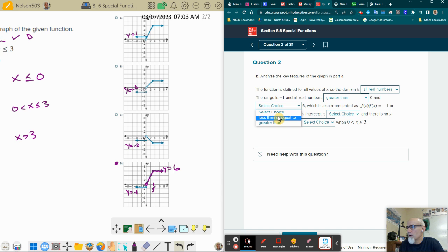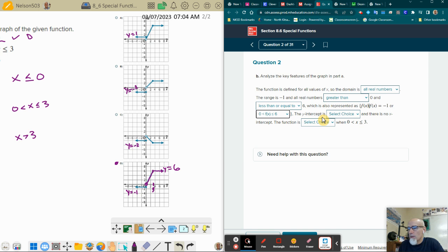So we want less than or equal to 6, which is also represented as f of x such that f of x equals -1, or between 0 and 6 right there. We want all the y values. That's what f of x stands for, all the y values that are between 0 and up to 6.